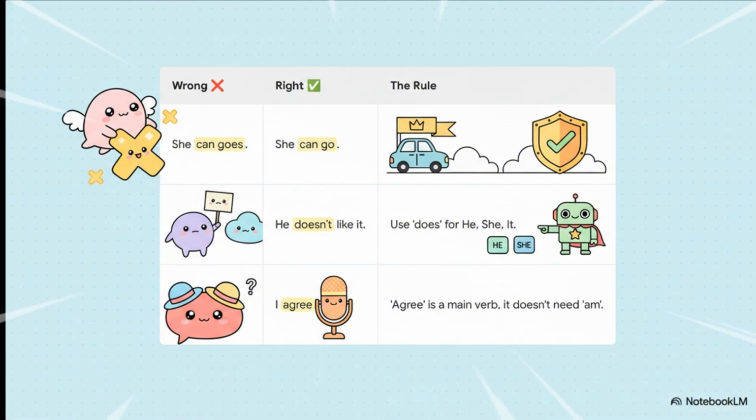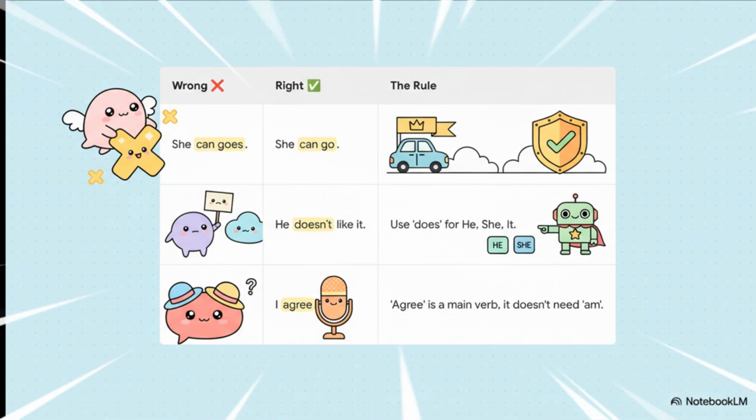Then we have he don't like it. This is a super common one. Remember, do has to agree with the subject, so for he, she, or it becomes doesn't. And finally, I am agreed. This is a classic. It's like you've got two managers trying to do one job. Agree is already a strong main verb. It doesn't need help from am here.